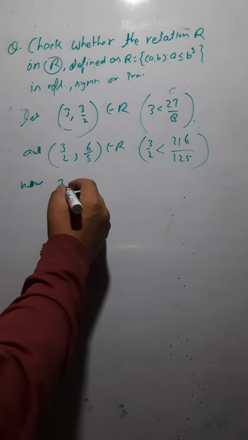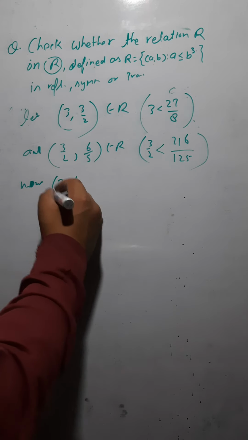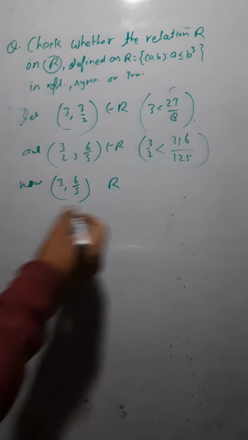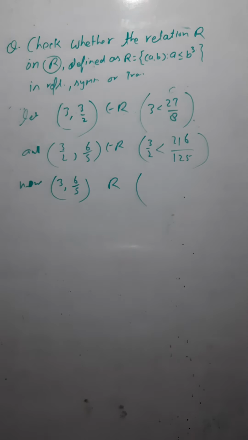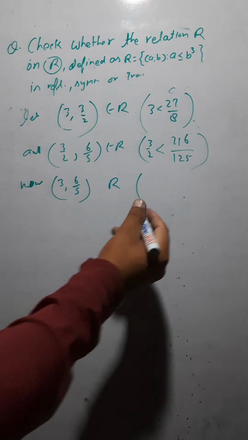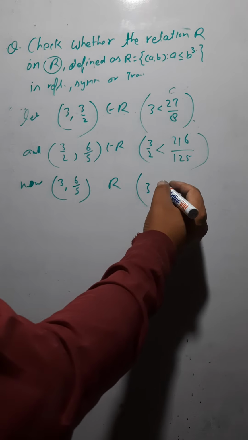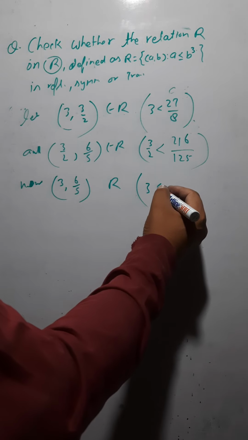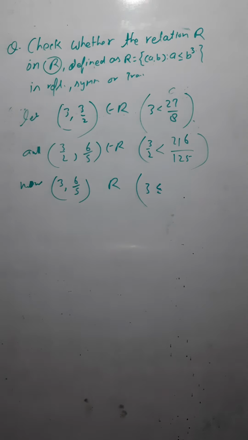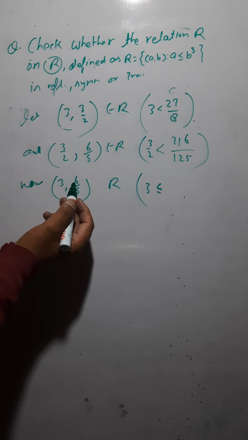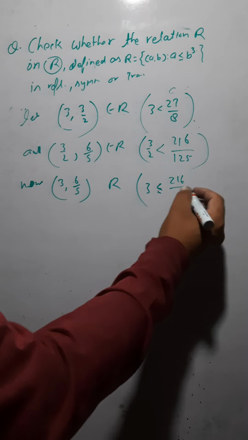Now if you see 3 comma 6 by 5, is it there in the relation R or not? For that it should be following the given condition. The condition is what? The first element, that is 3, should be less than or equal to the cube of the second one. What is the cube of 6? That is 216. What is the cube of 5? That is 125.